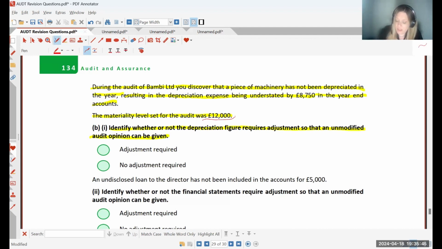Materiality level is 12,000. We've understated by 8,750. No adjustment is required. It's below materiality level. Okay. So what would happen then is it's going to be recorded, right? And it will be added to all the other errors. It will be added to all those other missing things for the overall impact. So if there was lots of errors like this, they would all be added together and checked to see if the combined amount was material.